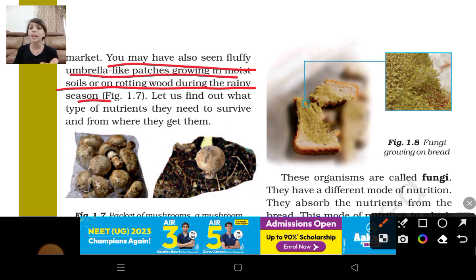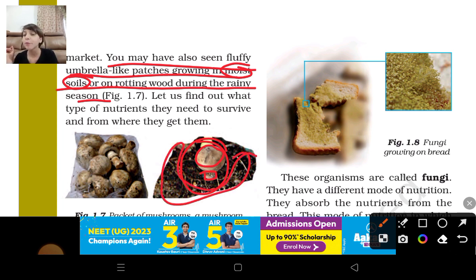You might have seen fluffy umbrella-like shapes. This is something like the shape of an umbrella, with a handle from where we hold it. It is fluffy; if you have ever touched it, you know it is a fluffy type. It mostly grows in moist soil, or you can also find it on rotting wood during the rainy season.